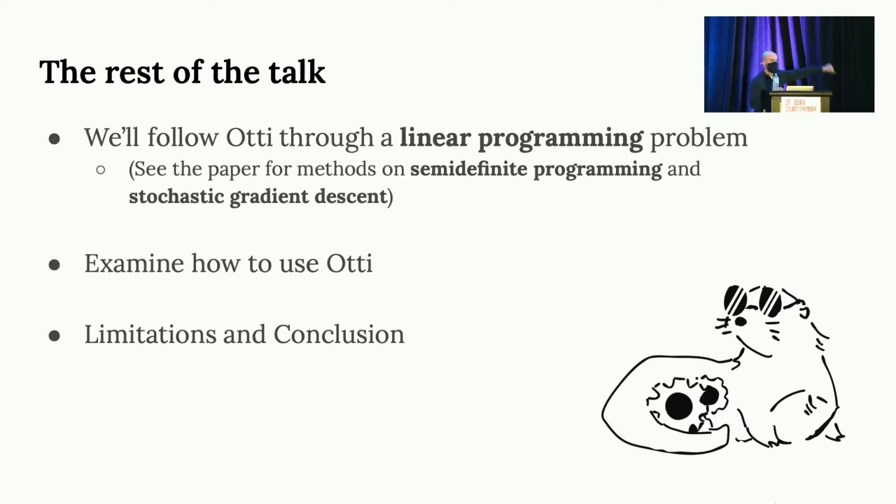So to roadmap the rest of the talk for you, I'm going to show you how Otti does this for linear programming. You can see our paper for semi-definite programming and stochastic gradient descent problems, since those techniques are a little bit different. And then I'll give you a high-level description of Otti's pipeline, how you compile a program in Otti, and then I will conclude.